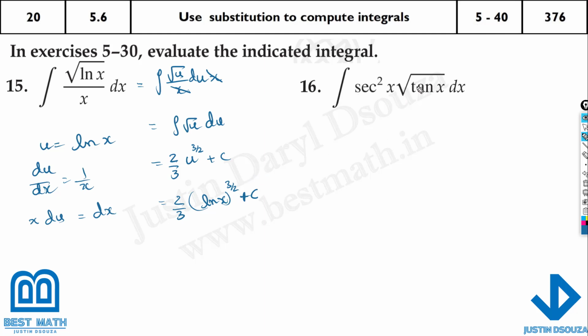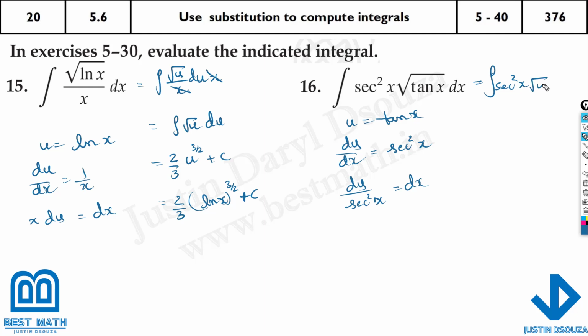What about this one here? I know the derivative of tan x is secant square, right? So I'll just take u is equal to tan x. So du by dx is equal to secant square x. And now I'll rearrange: du by secant square x will be equal to dx. Let us write it in proper steps below each other. I'm just writing it on the question itself because I'm just solving it. I'm just showing you the steps over here. So it'll be secant square x, square root u times du divided by secant square x. This cancels off over here.